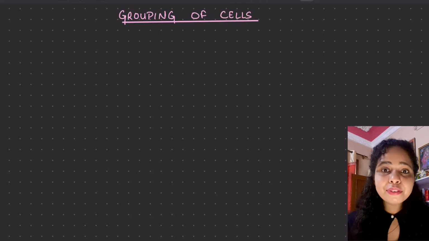We are discussing various topics of Unit 2 Current Electricity, class 12th, and the topic of the discussion for the day is grouping of cells. This grouping of cells could be done in various ways.